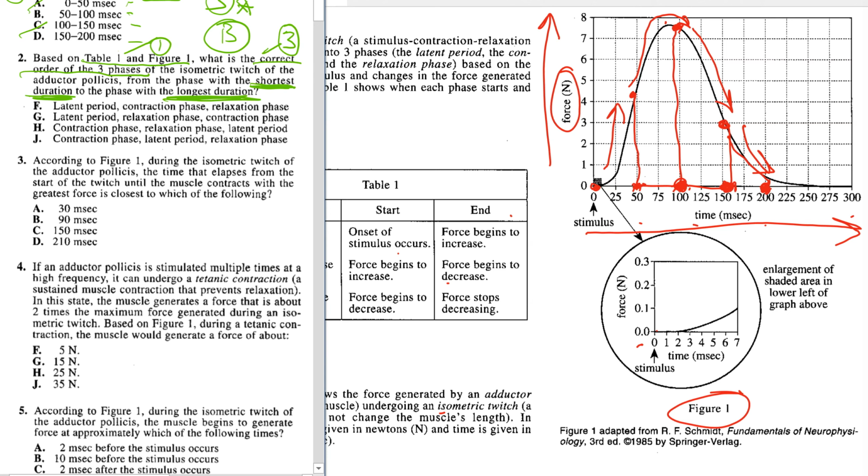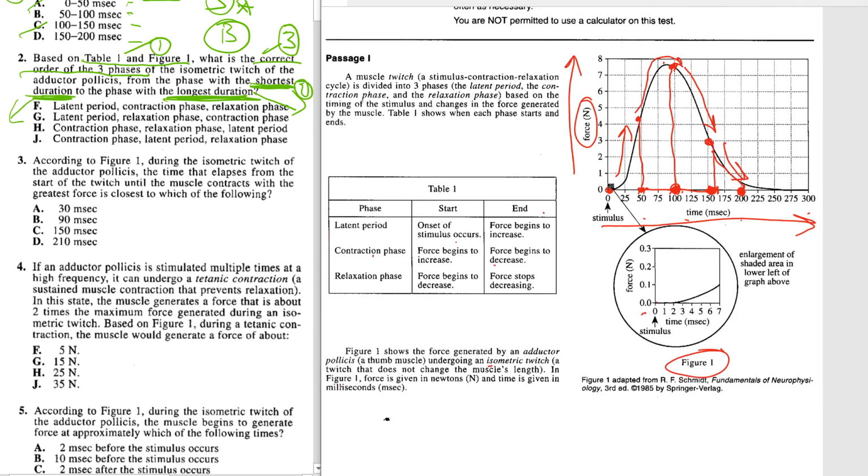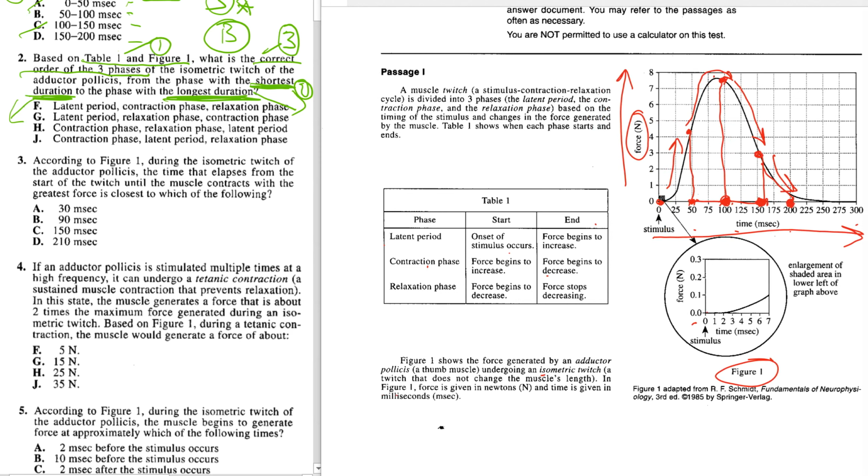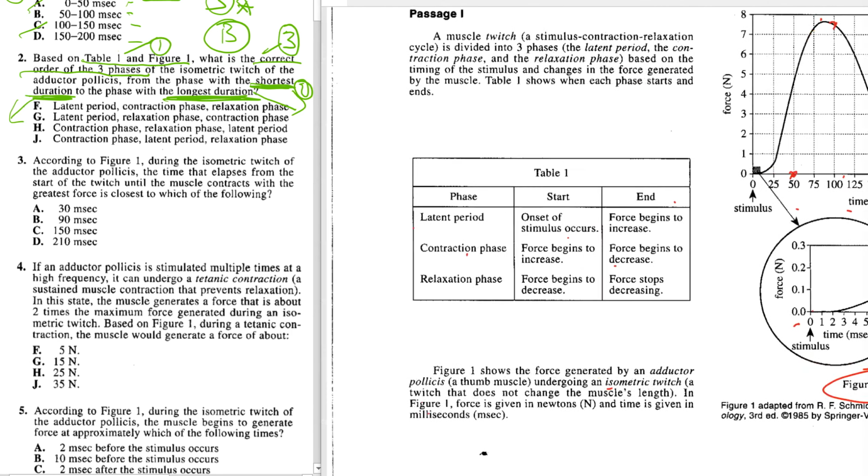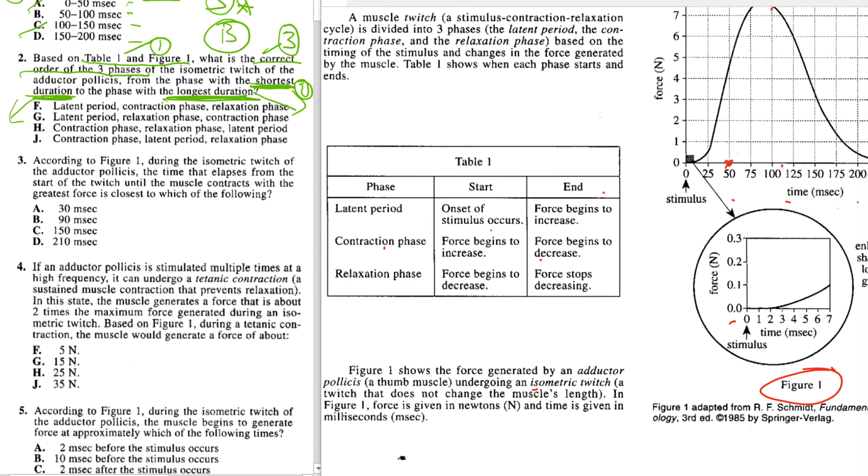Step 2 is find the shortest duration and the longest duration. Alrighty, so let's see what we have to do there. We're going to be using both of the graphs that we have on here, because Table 1 has the periods and the phases. So step 1, we found Table 1 and Figure 1. What is the correct order of the phases, from the phase with the shortest duration to the phase with the longest duration?